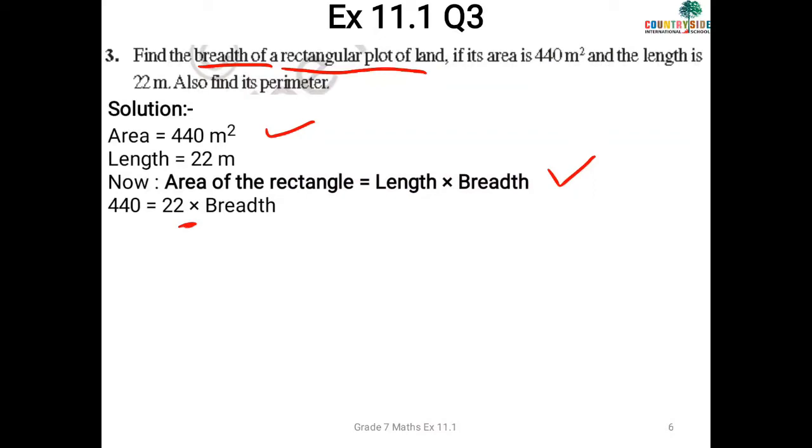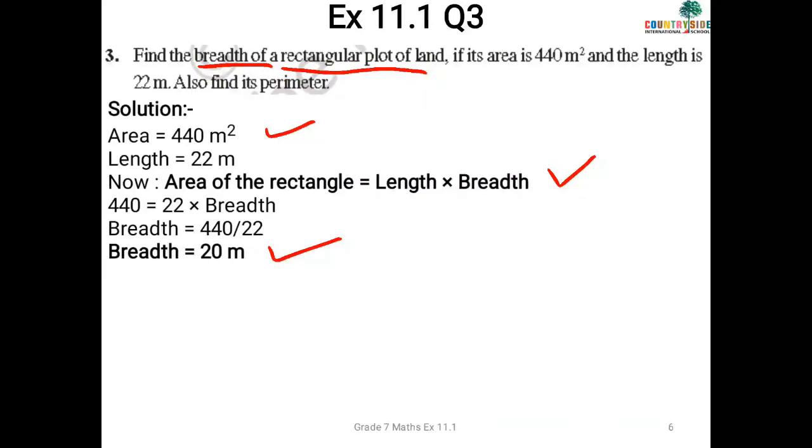Okay, now 22 is in multiplication, so it will get changed into what? Division. Very good. So breadth equals 440 divided by 22, and that is nothing but 20. So we got our breadth is 20.